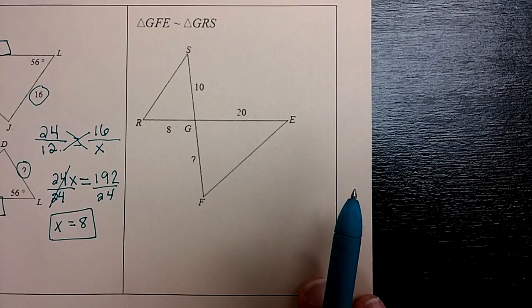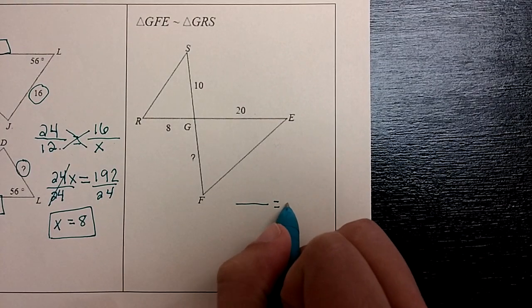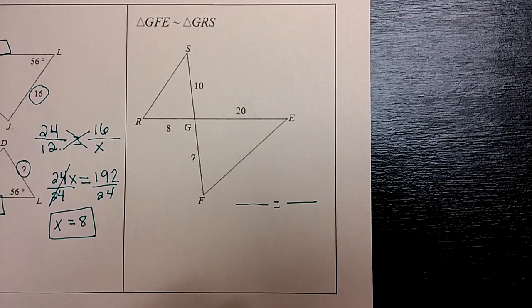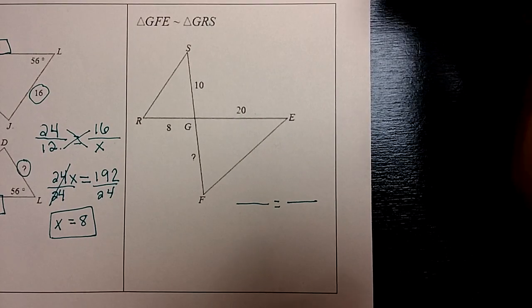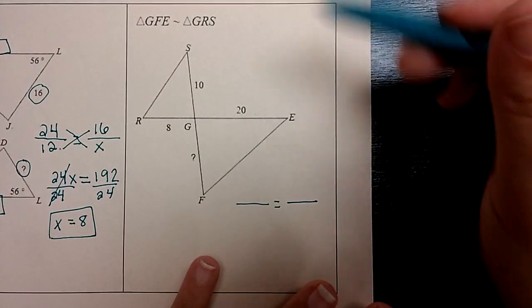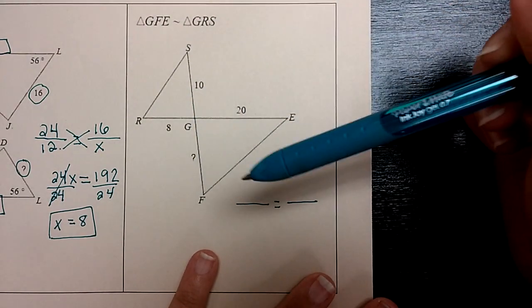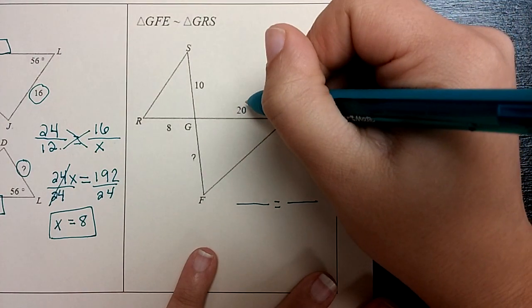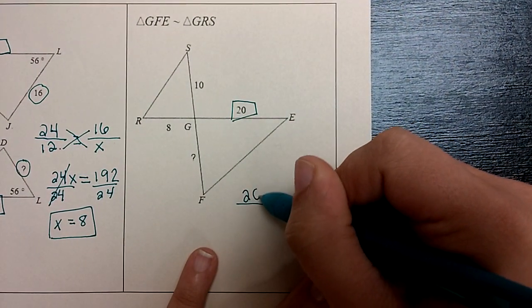Let's do another example. So again, I start off with a blank proportion that we're going to fill in as we go. So where you start on the bigger triangle does not matter. So I have the choice to start with the missing side or with 20. I'm going to start with 20. So 20 is the first side I'm looking at, and it's on the bigger triangle, so I'm putting it on top.